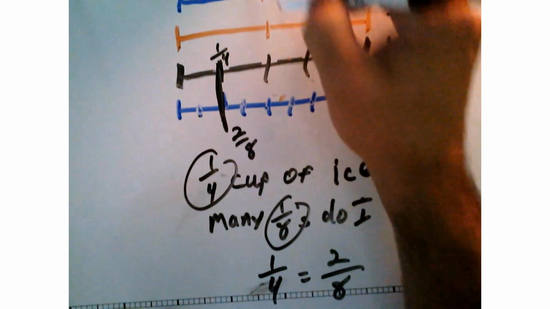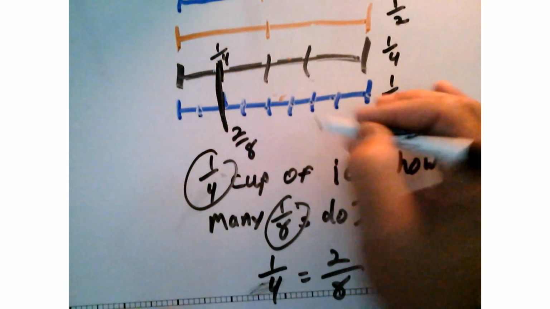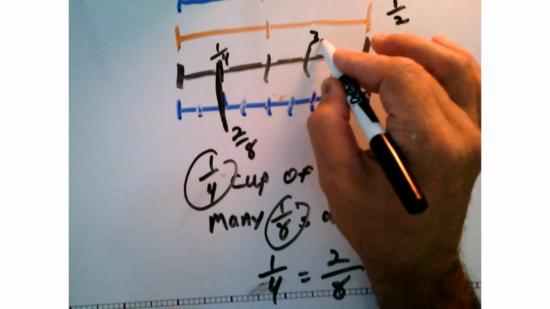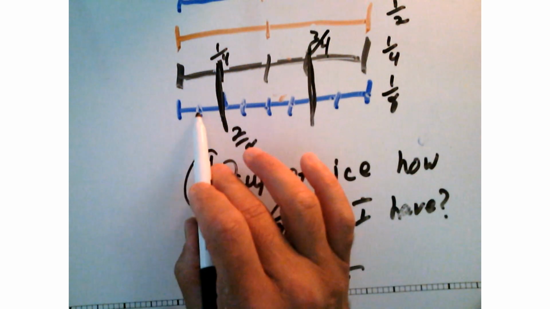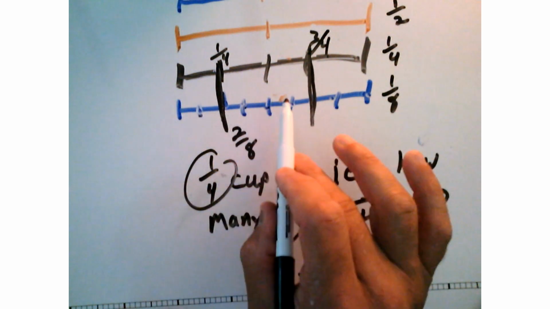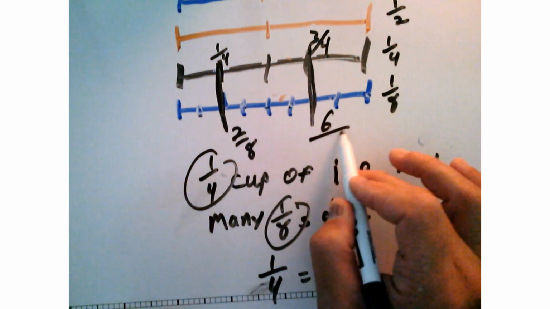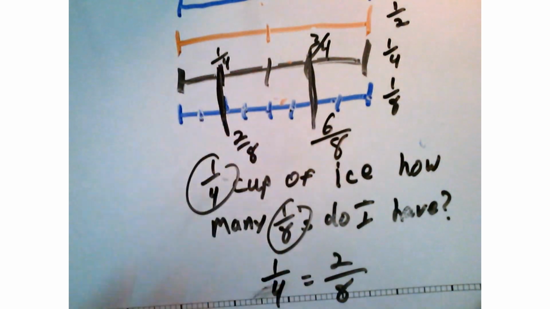You just look at which numbers line up. I could do it with this one here. Here's 3/4. It lines up perfectly with this one. That would be 1/8, 2/8, 3/8, 4/8, 5/8, 6/8. So I could also say 3/4 is the same as 6/8.